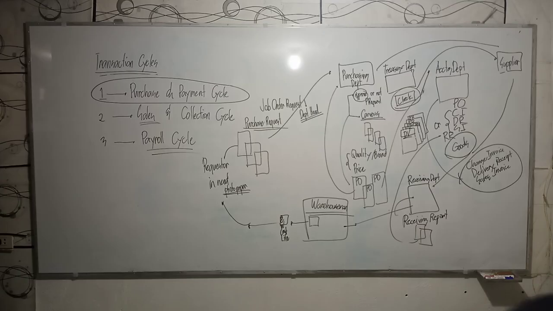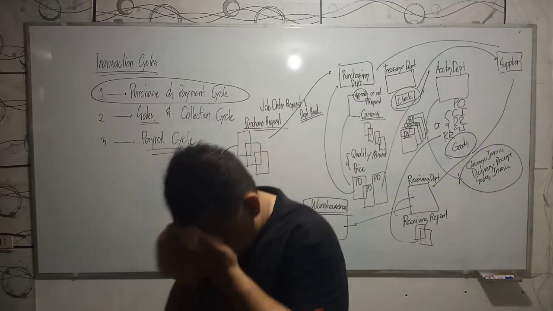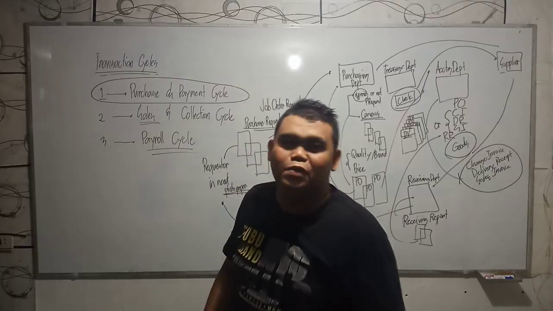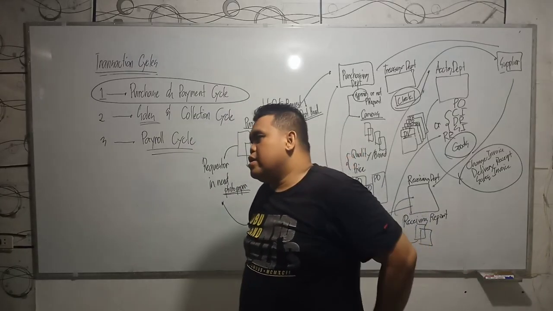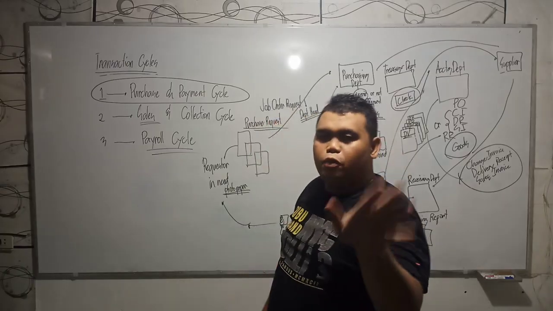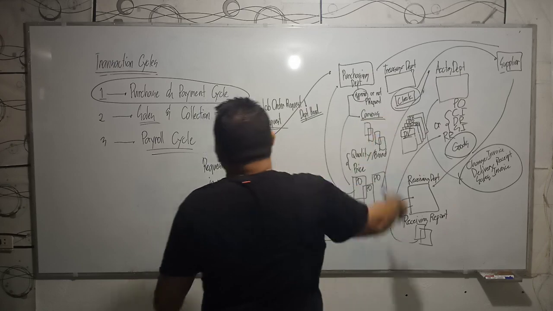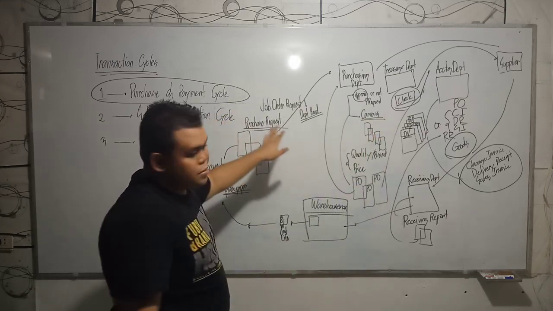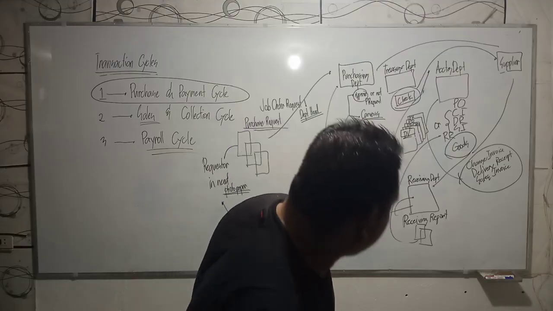Now, I cut the video first because I guess the time capacity of my video recorder is limited. Okay, so I've cut it. So basically, before we cut, we have already talked about the purchase and payment cycle. Okay, now let's go forward to the next one.